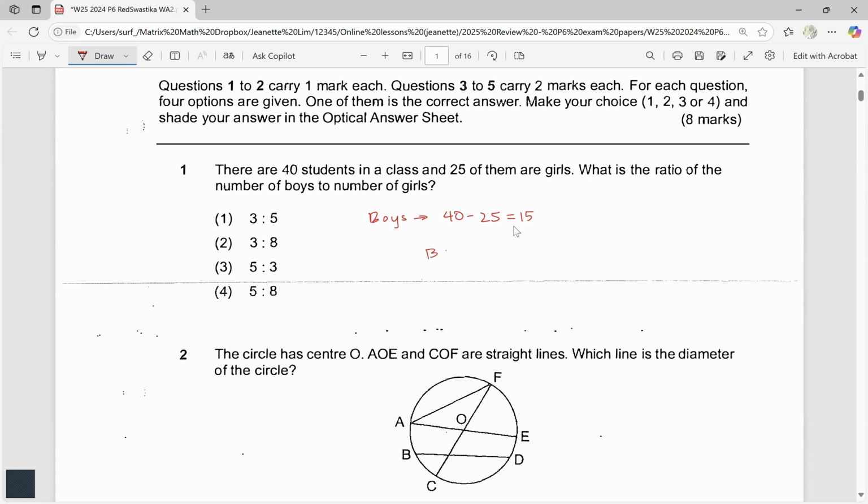So the ratio of boys to girls will then be 15 to 25, and we want it in the simplest form, so you divide by 5 on both sides. You get 3 to 5. So the answer is 3 to 5.